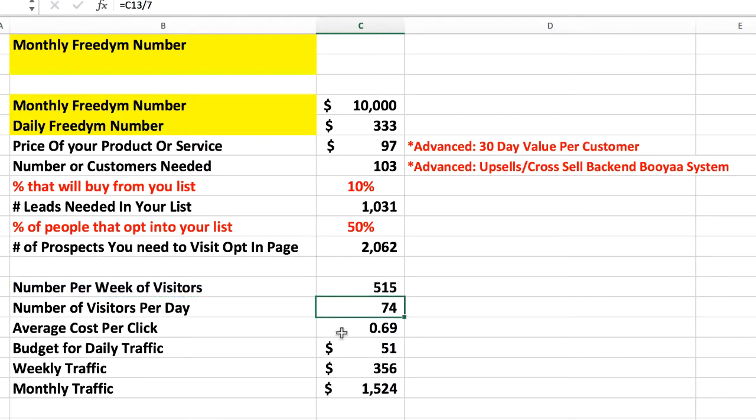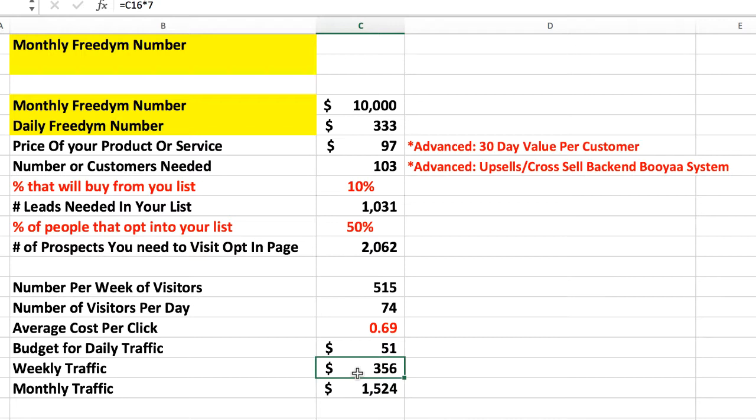Okay, and then here, how many visitors per day? 74. Now this should actually be in red because that's an assumption, but I'll show you live in my ad account that it's achievable. So if you're paying a cost per click to get a click from your ad in Facebook over to your opt-in page, and it can be YouTube as well, or even Google paid ads, but we're focusing on Facebook right now, that it's 69 cents. The budget for daily traffic you need is then $51 per day in order to achieve $10,000 per month.